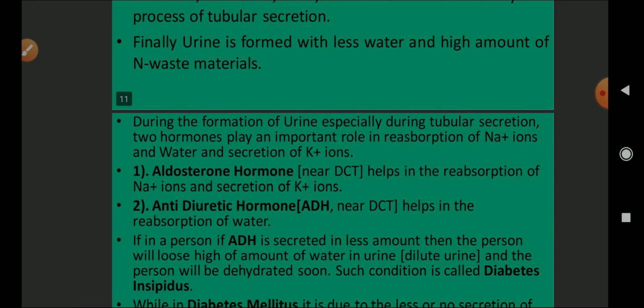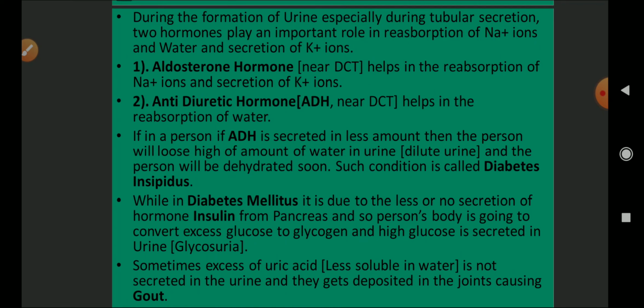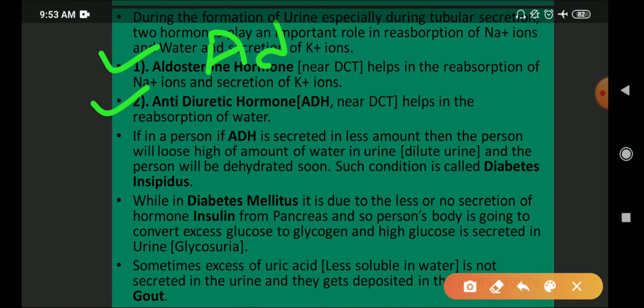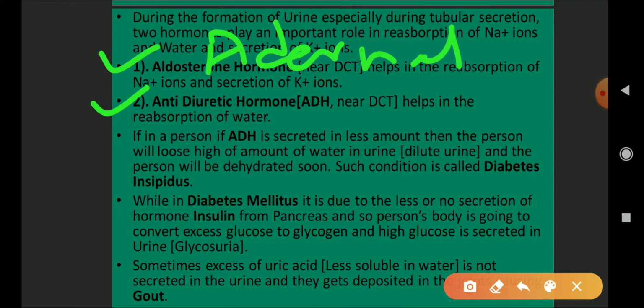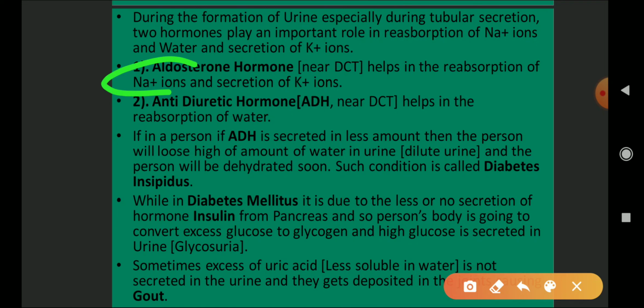In the tubular secretion, two hormones are going to play an important role. Which are the two hormones? Number 1, aldosterone, and number 2, antidiuretic hormone. Aldosterone is secreted from the cortex region of the adrenal gland, which is on the top of the kidney. This is a 1 mark question. Which gland is on the top of the kidney? Adrenal gland. What is its function? To secrete aldosterone hormone, and aldosterone helps in the absorption of sodium ions and the secretion of potassium ions.